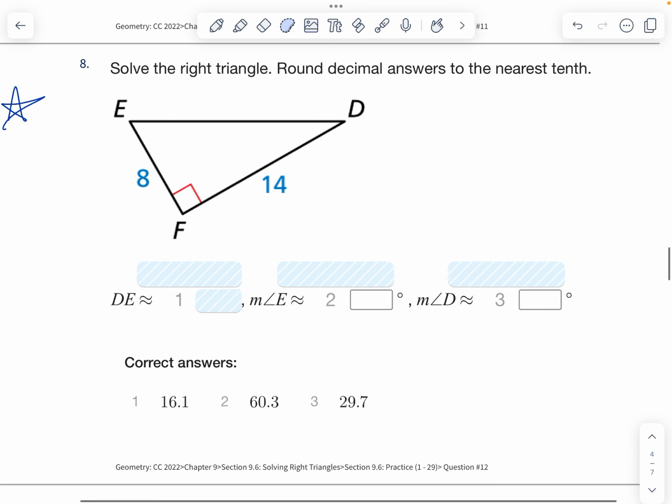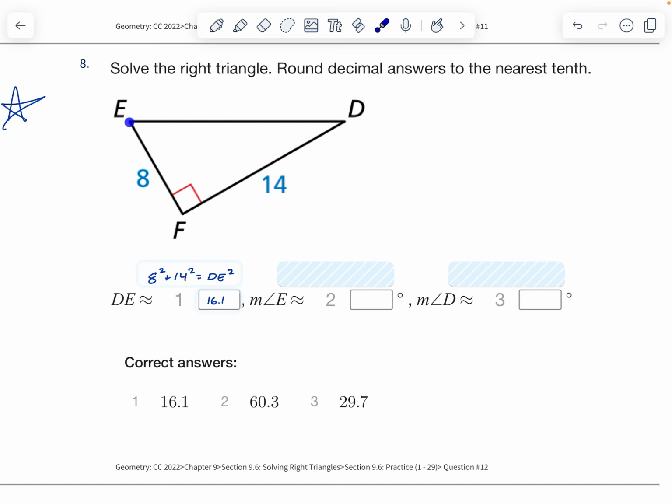Okay, again, we're missing 2 angles, so we know we're going to have to use inverse trig. To find DE, that's going to be the Pythagorean theorem. 8 squared plus 14 squared is going to have to get me ED squared. If you put your answer in as a reduced radical, I would also accept that answer.